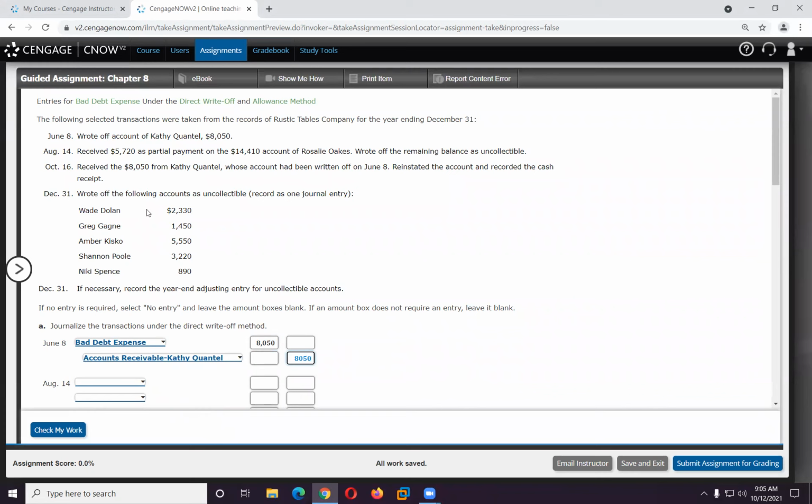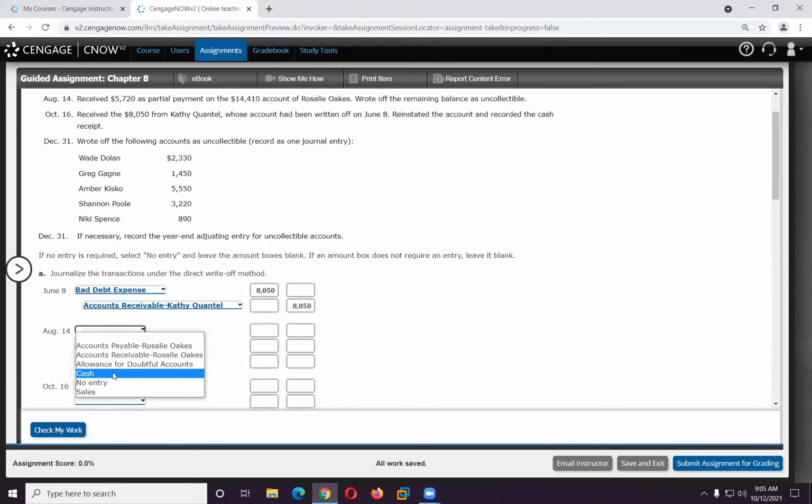August 14th, we received $5,720 as a partial payment on the $14,410 account of Rosalie Oaks, and we wrote off the remaining balance. So here we have a customer making a partial payment to us, and we've probably agreed with them, hey, if you can pay me this much, I'll write off the rest. If the customer is paying us, we're going to have a debit to cash, and then a debit to bad debt expense for the amount they're not paying us. And then we're going to credit their entire accounts receivable amount.